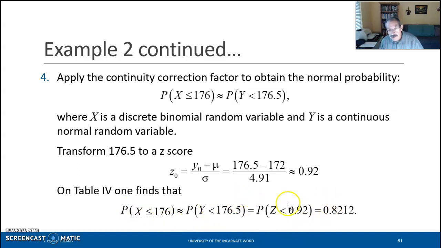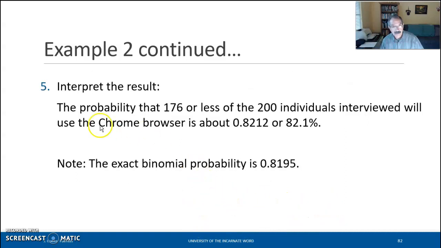Once we have the probability, we need to interpret it. We can say that the probability that 176 or fewer of the 200 individuals interviewed will use the Chrome browser is about 0.8212, or 82.1%. The exact binomial probability, if you calculate it, is 0.8195, so relatively close to this 0.8212.